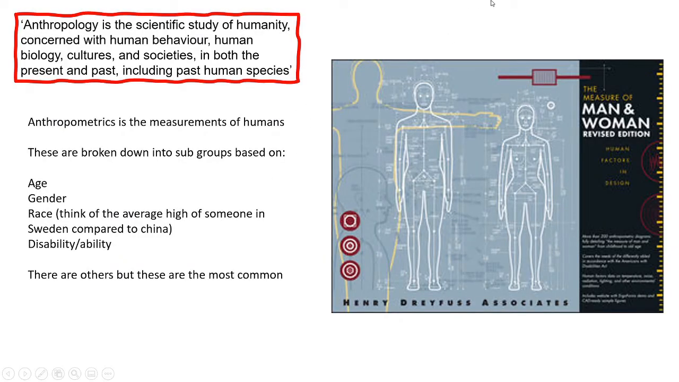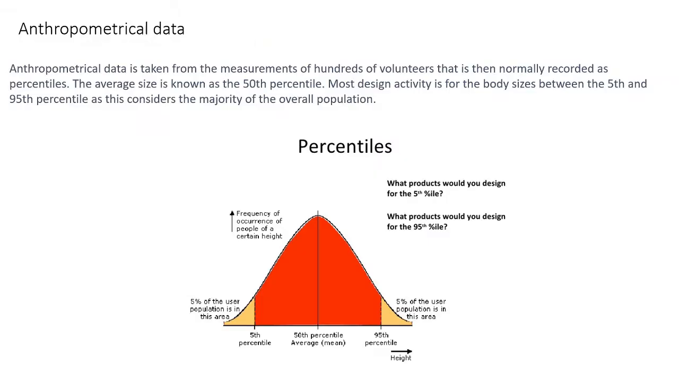So anthropometric data is basically what you'll have in this book here, and online you'll find all sorts of diagrams and that type of thing. For any sub measurement of the human body that you're going to use, there'll be a whole set of data and measurements to do with it, as well as just having it in a table with all the numbers. You'll also have it in graphs like this.